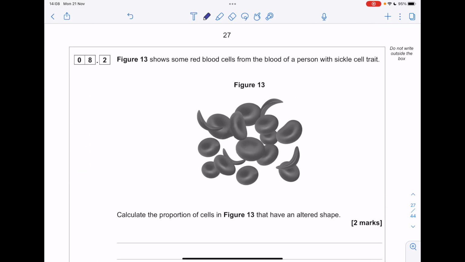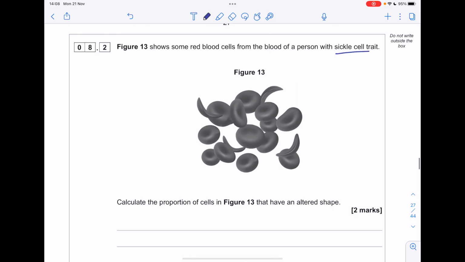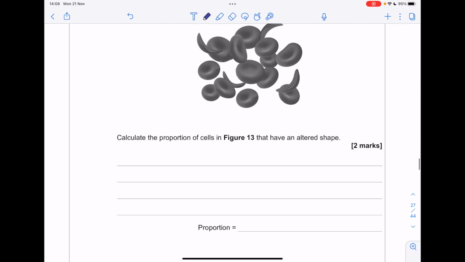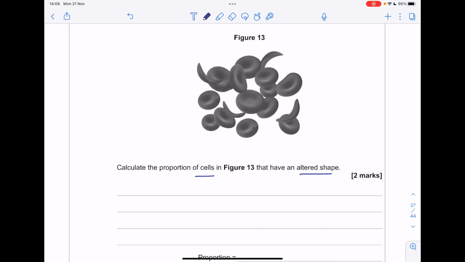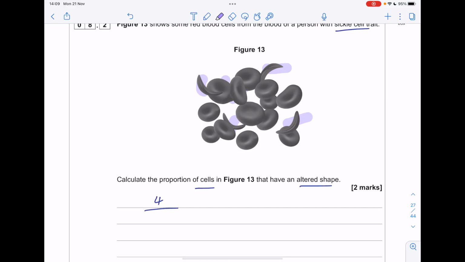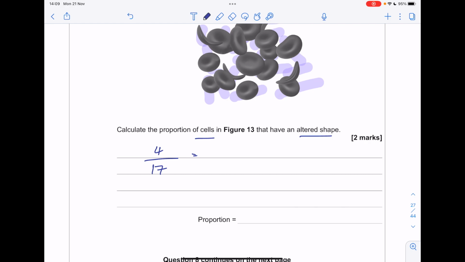Figure 13 shows some red blood cells from the blood of a person with the sickle cell trait. Calculate the proportion of cells that have an altered shape. So let's highlight them 1, 2, 3, 4 over the total number of cells 5, 6, 7, 8, 9, 10, 11, 12, 13, 14, 15, 16, 17, which is 0.24 to two significant figures.